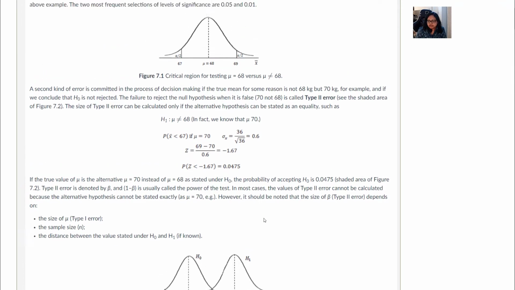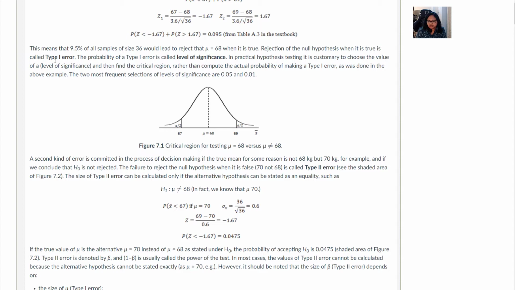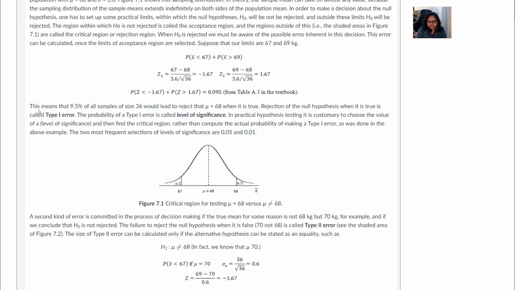So you will see that many times we are talking about type 1 and type 2 error. Whenever we are testing, we may make some mistake. You can see the rejection of a null hypothesis when it is true. That means it should not be rejected, but we rejected it. Then we call that type 1 error.